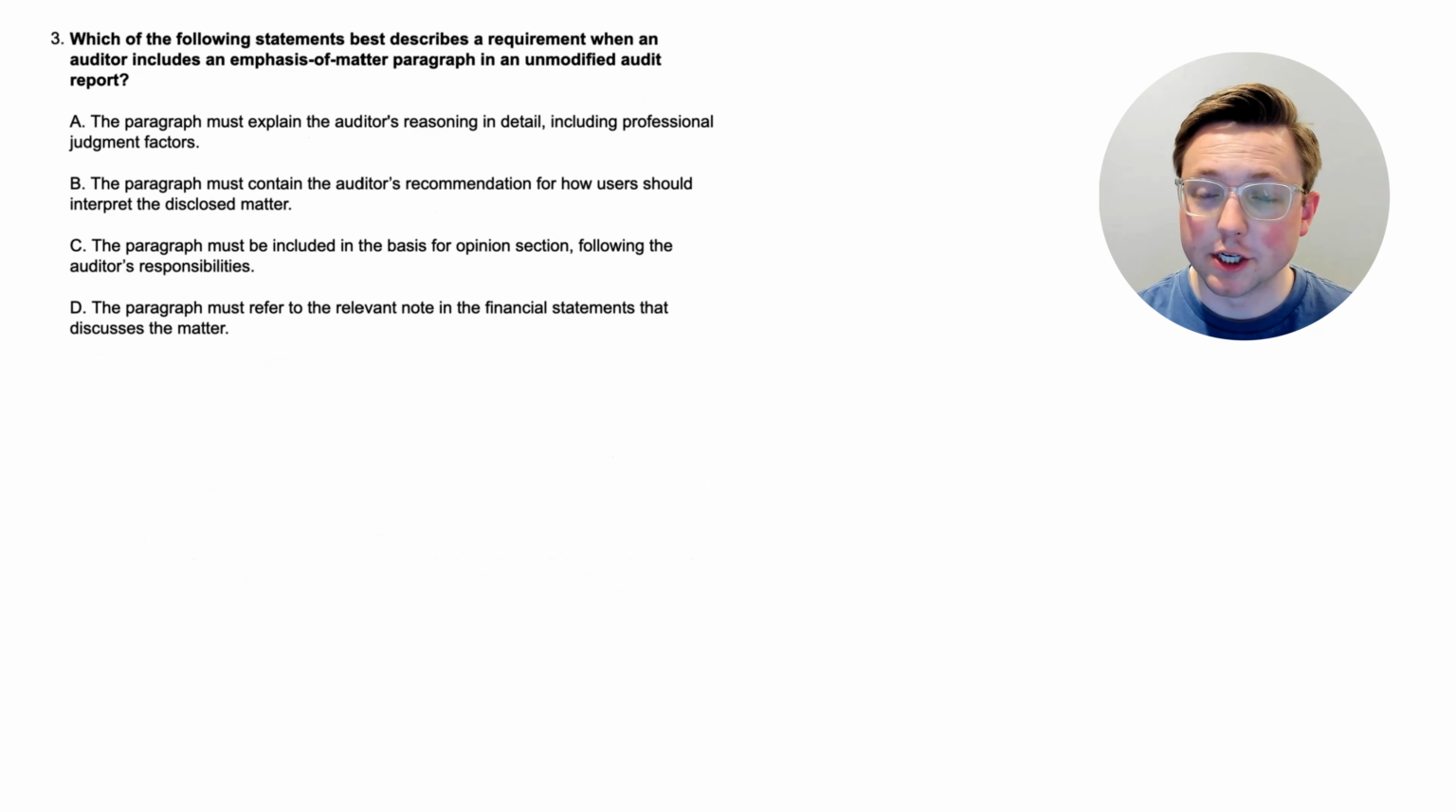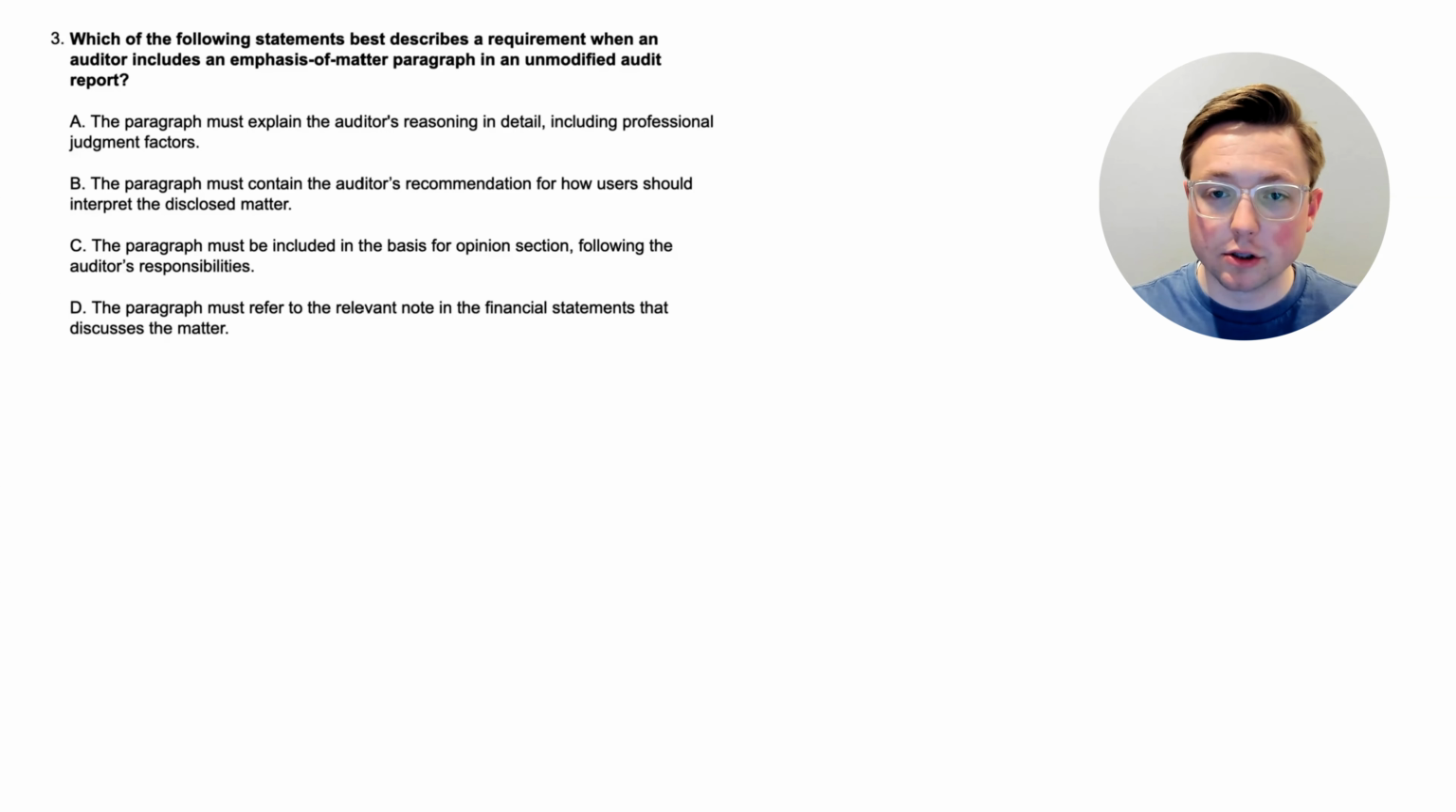All right, here we are at question 3. Which of the following statements best describes a requirement when an auditor includes an emphasis of matter paragraph in an unmodified audit report? Okay, so we are still learning about emphasis of matter paragraphs. Option A, the paragraph must explain the auditor's reasoning in detail, including professional judgment factors. Option B, the paragraph must contain the auditor's recommendation for how users should interpret the disclosed matter. Option C, the paragraph must be included in the basis for opinion section following the auditor's responsibilities. Or option D, the paragraph must refer to the relevant note in the financial statements that discusses the matter.